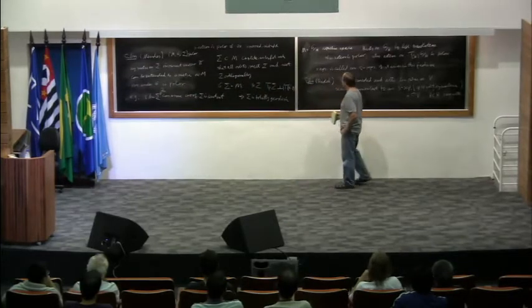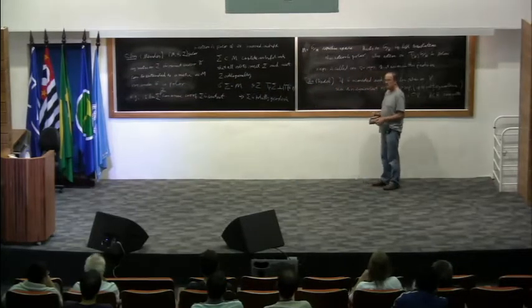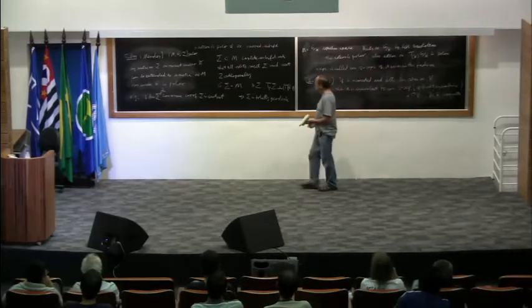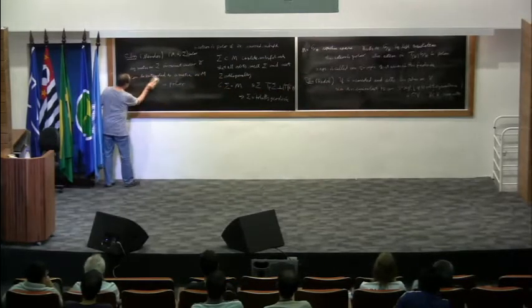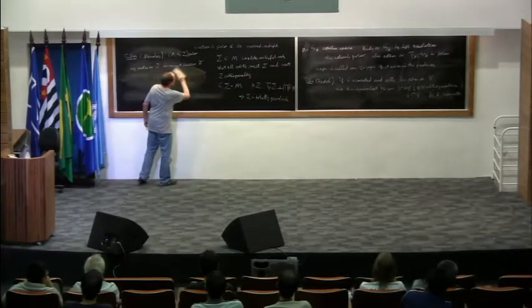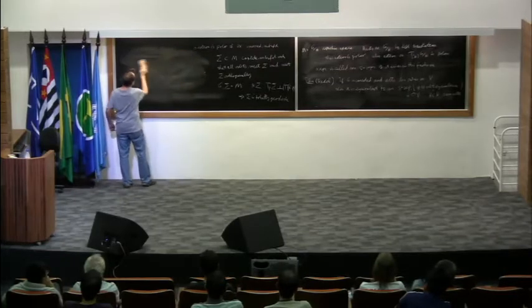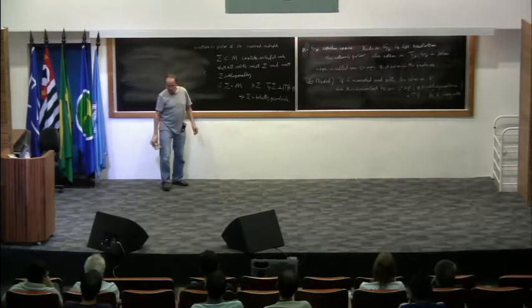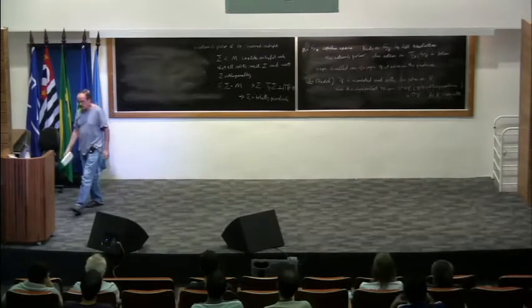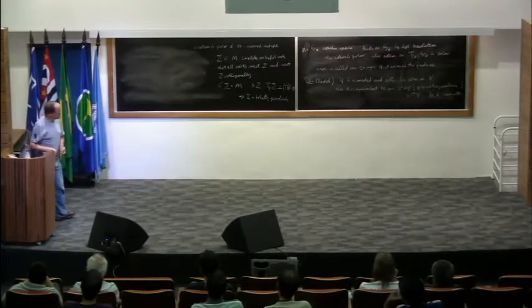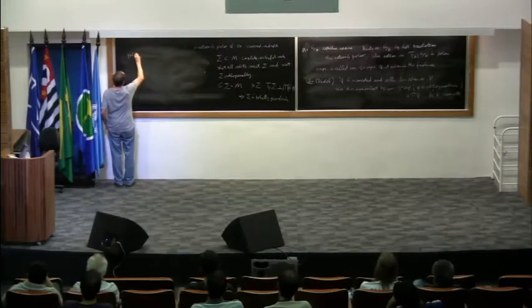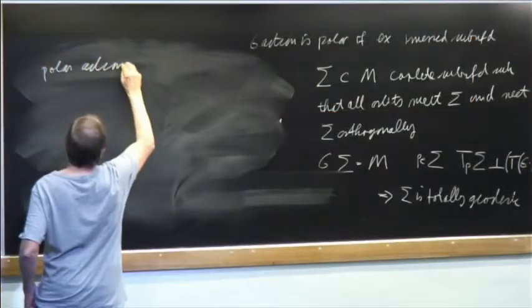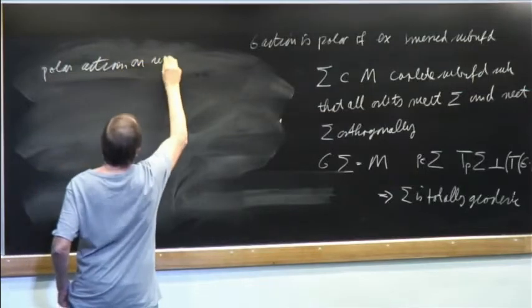This paper may even have appeared before the Palais-Terng paper. So I think Palais and Terng may have also been motivated by this result. I don't remember the sequence of events, the years. This then led to a long sequence of papers in which they studied polar actions on symmetric spaces.